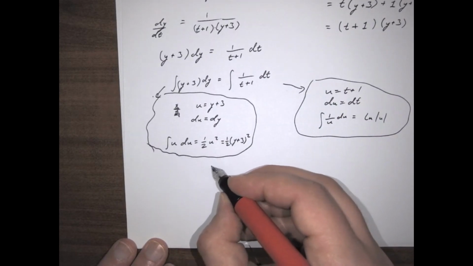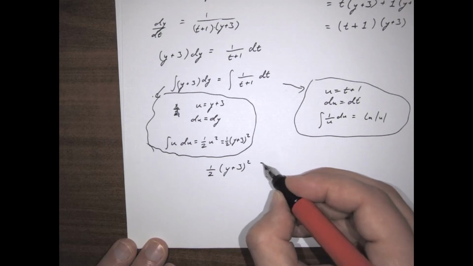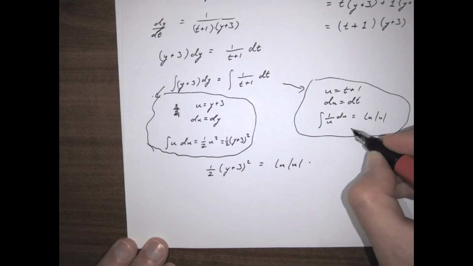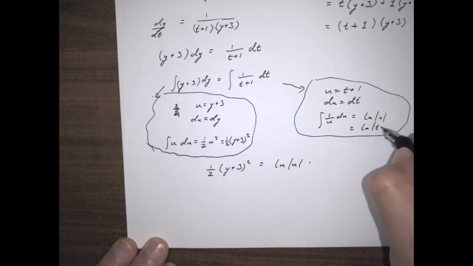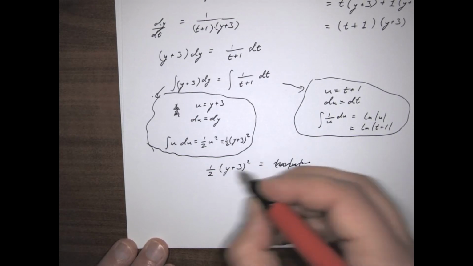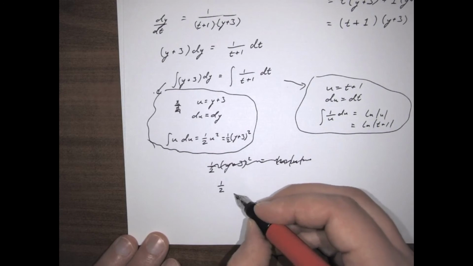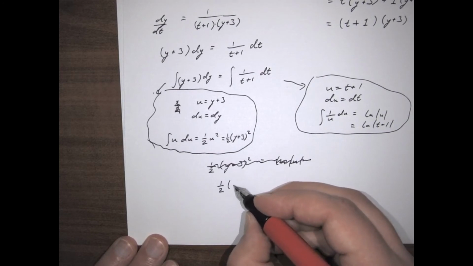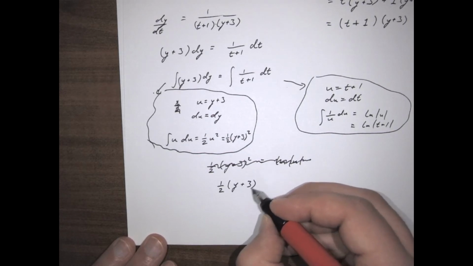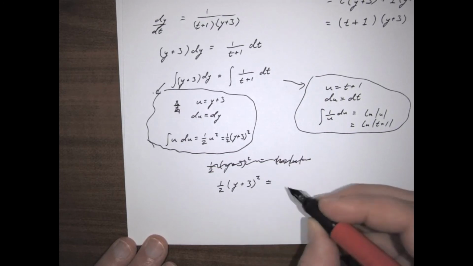And so what do I have over here? I have 1/2 (y plus 3) squared is equal to the natural log of u, or no, sorry, the natural log of the absolute value of t plus 1. Once again, u was our fabrication. In fact, we were a little loose in our definition of u. We used it twice for two different things, and typically in math you want to avoid reusing the same variable within the same process to mean different values, but what are you going to do? Either that or use a different letter for a substitution, and I'm not about to do that.